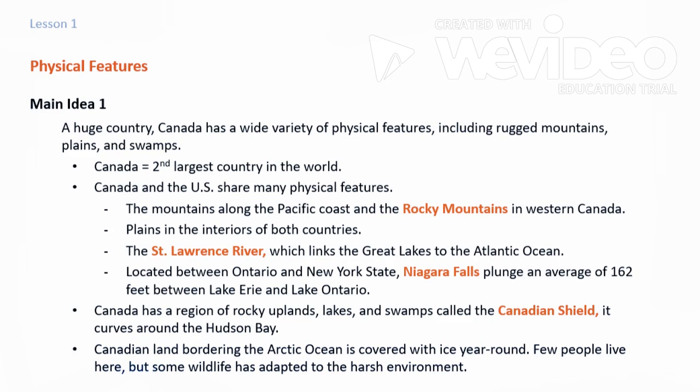Farther north, Canada stretches all the way up to the Arctic Ocean. The land here is covered with ice year-round. Ellesmere Island is very rugged with snow-covered mountains and jagged coastlines. Very few people live this far north, but wildlife such as the polar bear and the Arctic wolf have adapted to the harsh environment.